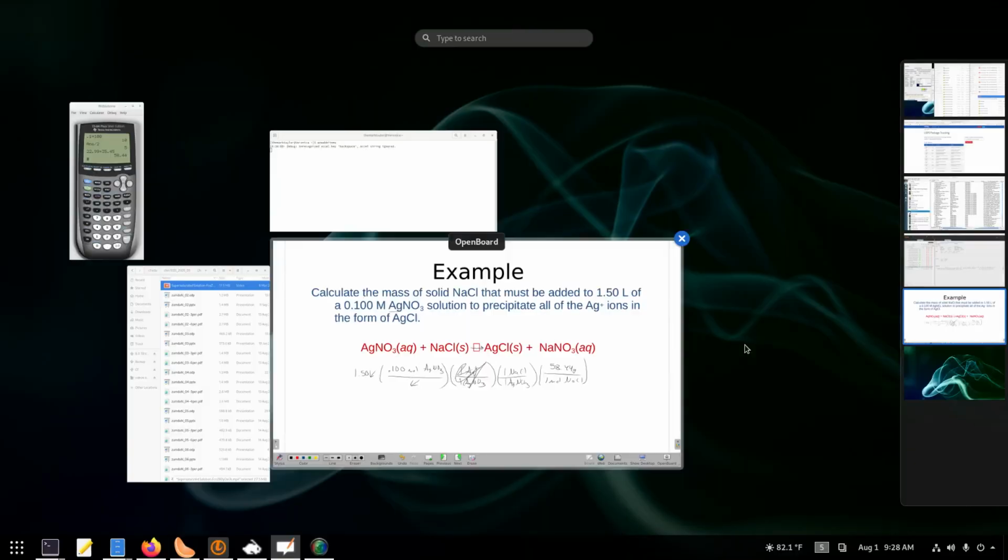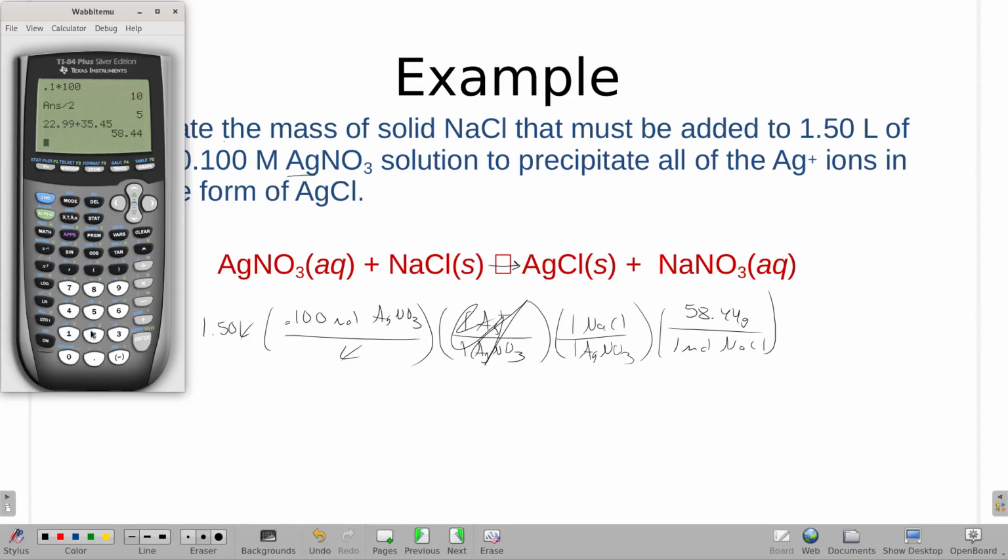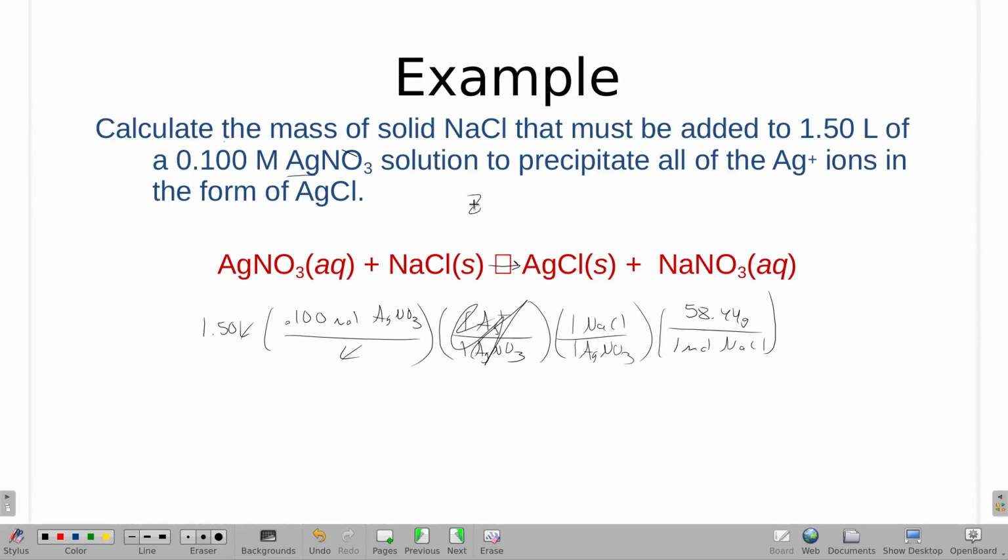Alright, and our calculation altogether is going to look something like so. So I take the 1.5 times the 0.1. That's my moles of silver nitrate and my moles of sodium chloride that will be necessary. And we're going to multiply that by 58.44. And we get that we need a mere 8.77 grams.